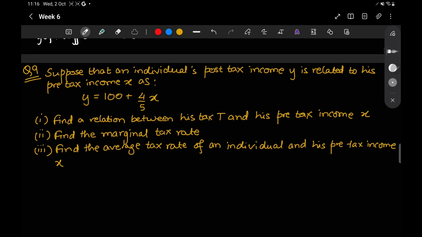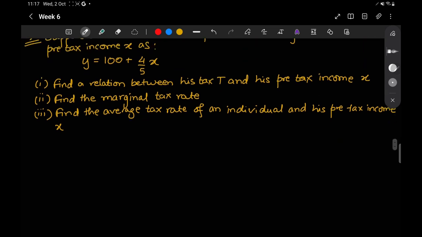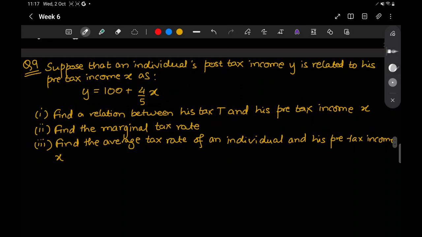Question number 9. Suppose that an individual's post-tax income y is related to his pre-tax income x as follows: y equals 100 plus 4 by 5x. Then we need to find out these three things. Part 1, find the relation between his tax t and his pre-tax income x. Part 2, find the marginal tax rate, and part 3, find the average tax rate of an individual and his pre-tax income x.